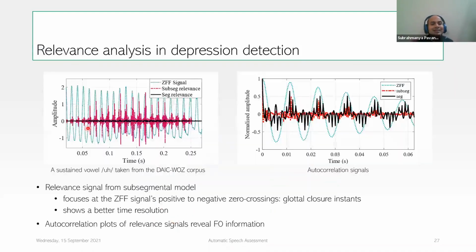In the relevance analysis, what I have shown here is the zero frequency filtered signal superimposed by relevance computed from the subsegmental modeling network and also from the segmental modeling network. What we can see is that subsegmental modeling gives sharp focus on the positive to negative zero crossings, which corresponds to the glottal closure instance. It also gives a good time resolution because of the sharp focus, whereas segmental modeling is quite smeared across time. However, when I plotted the autocorrelation of all three signals, we can see that the fundamental frequency information is captured by both segmental modeling as well as subsegmental modeling.